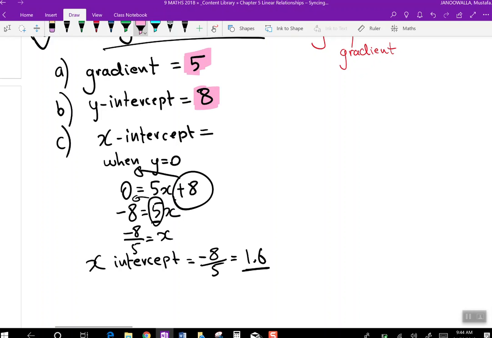So that's gradient, that's y-intercept, and that's x-intercept. It is negative. You're right. That's negative 1.6. Are we together there? Okay.